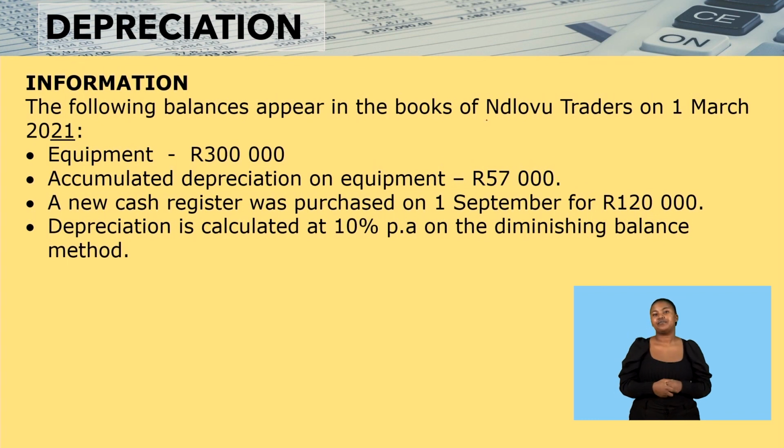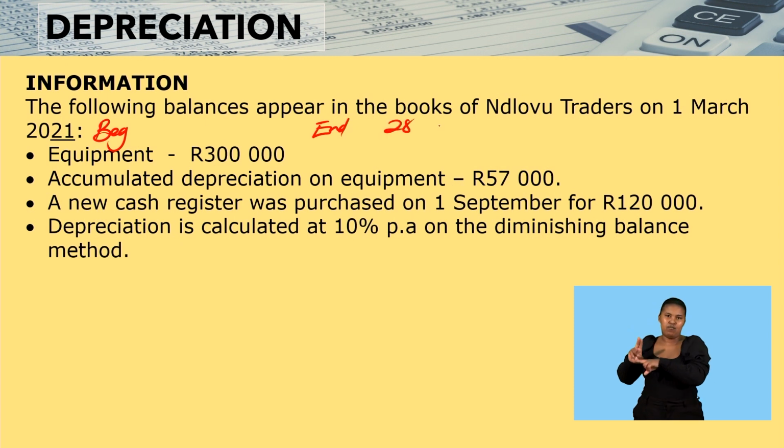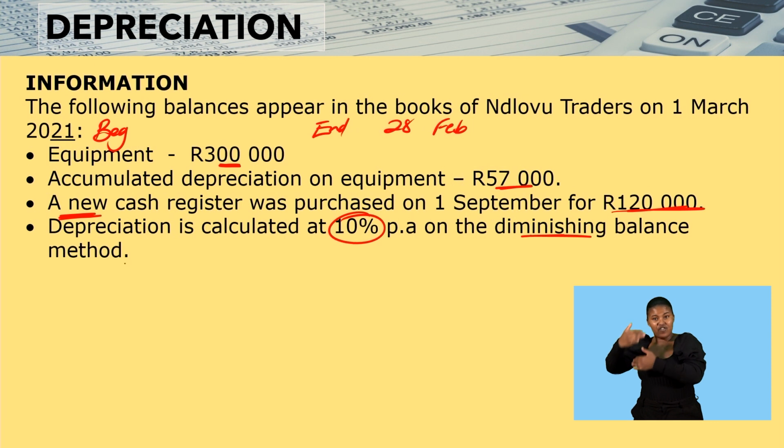The information reads: the following balances appear in the books of Ndlovu Traders on the 1st of March. So 1st of March is the beginning. That means this financial year will end on the 28th of February the following year, 2022. We have equipment of 300,000 and accumulated depreciation on equipment is 57,000. A new cash register was purchased on 1 September for 120,000. Depreciation is calculated at 10% per annum on the diminishing balance method.